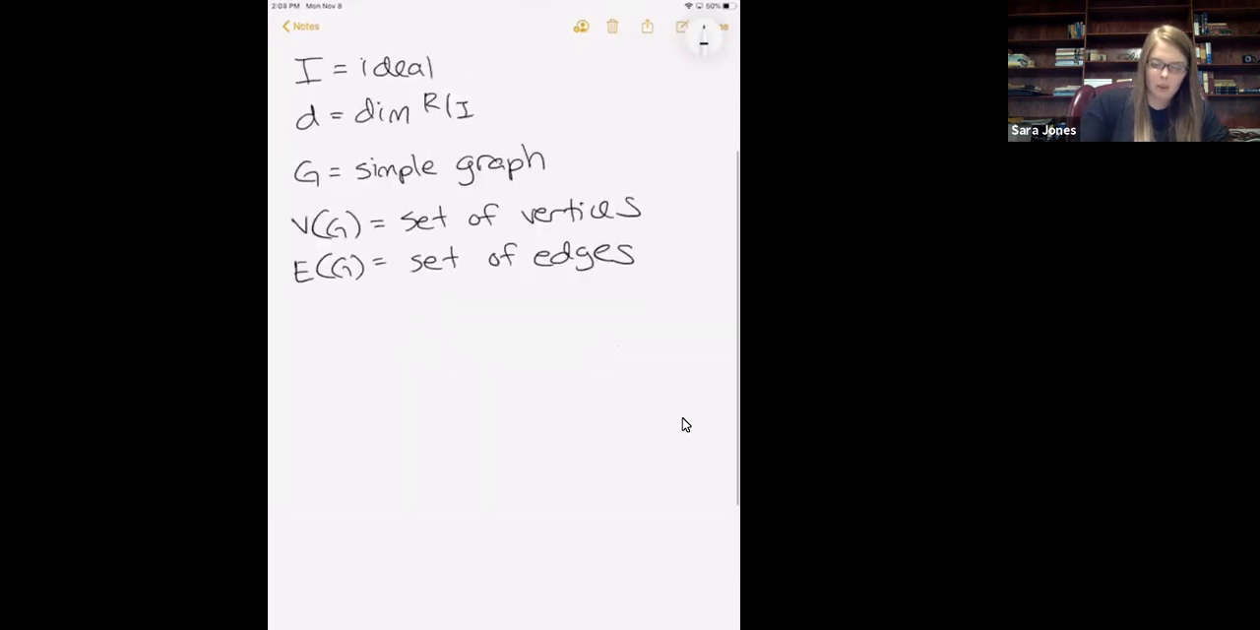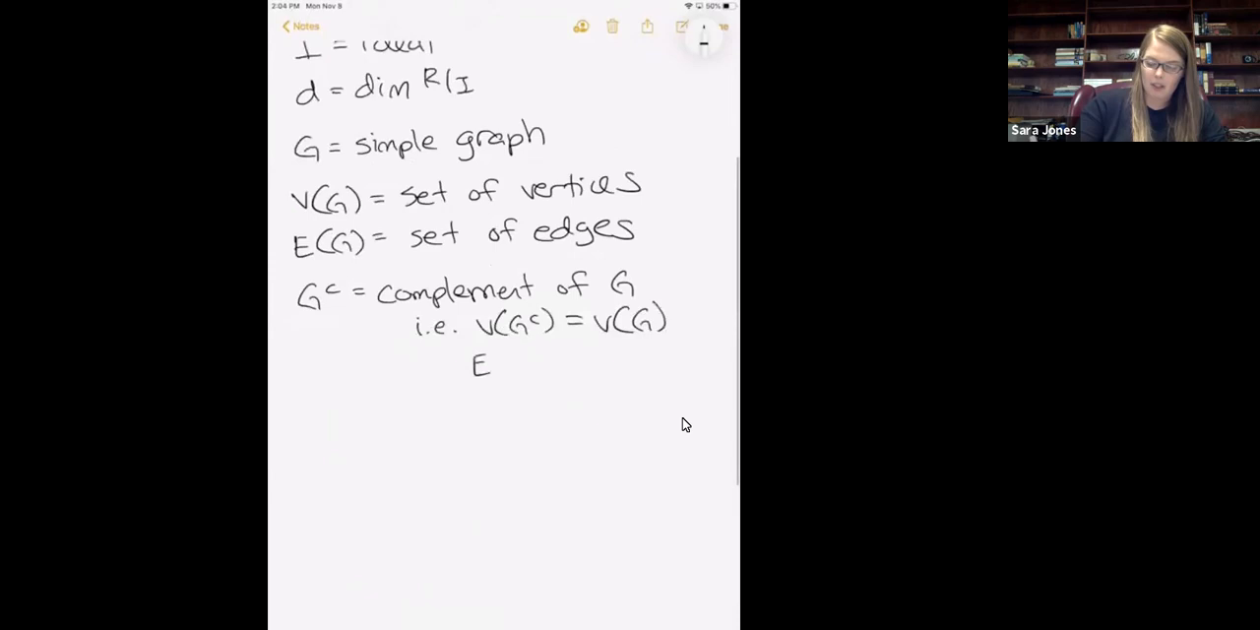Lastly, a lot of my work is going to use the graph complement, which we denote G^C. It has the same vertex set as the graph, but the edge set of the graph complement is the complement of the edge set of G. So if there's an edge in G, it's not an edge in the complement, and vice versa.